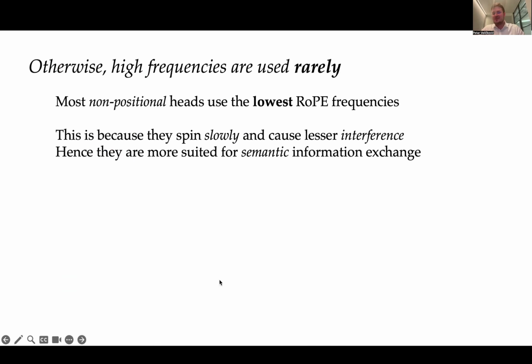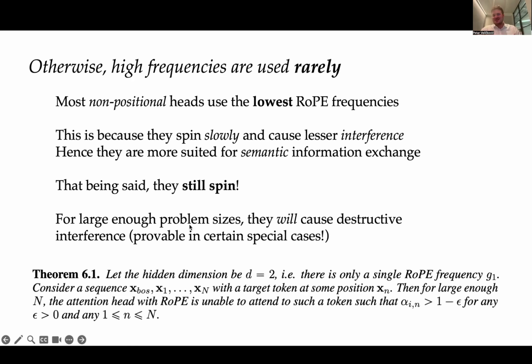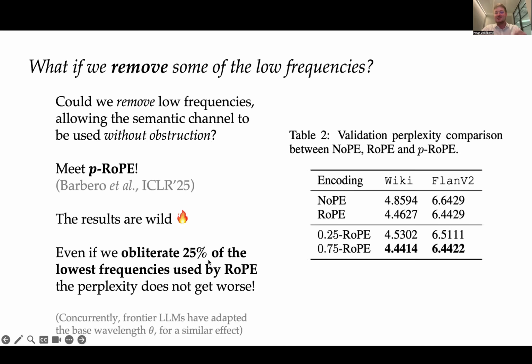However, most other heads just use the lowest frequencies, and that's because you don't need to do positional stuff on those heads. Those frequencies spin the slowest and they cause lesser interference, so they're more suitable for semantic information exchange. But that being said, they still spin. So if you have a large enough problem size, you'll get the kinds of spins you've never seen at training time. And this will cause destructive interference. And we can prove there are certain problems you'll never be able to length generalize on under certain assumptions with RoPE.